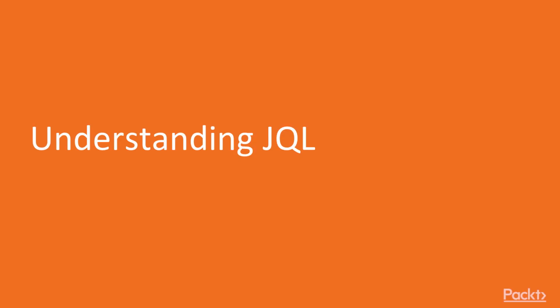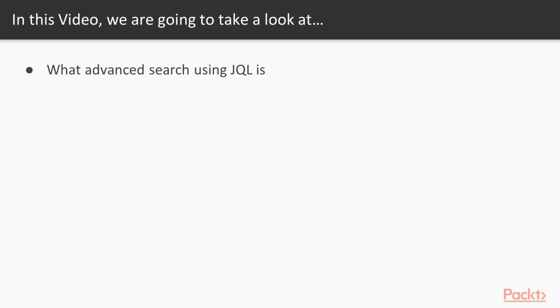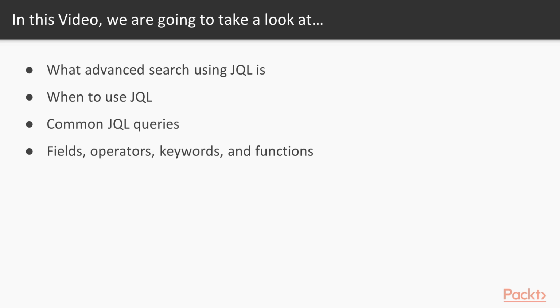In the previous video, we discussed using Issue Navigator and Basic Search. Let us now take a look at Understanding JQL. In this video, we are going to take a look at what is Advanced Search using JQL, and when to use JQL. We will take a look at some common JQL queries and we'll discuss what are fields, operators, keywords, and functions.